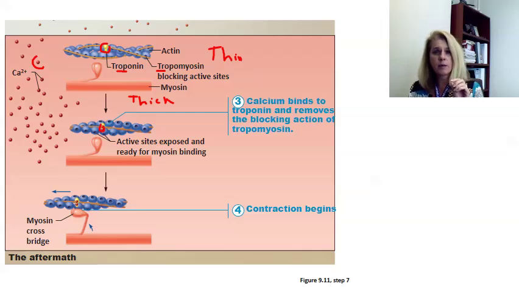Well, that causes a shape change, which allows tropomyosin to roll away from these myosin binding sites on the actin. So calcium comes in, binds the troponin, which causes the shape change, and then tropomyosin rolls away, and you get the myosin binding sites exposed. Well, now myosin and actin, because remember myosin has an actin binding site, can now bind together. And when you get this binding of actin and myosin, we call this a cross bridge. So this is going to be the beginning of contraction.